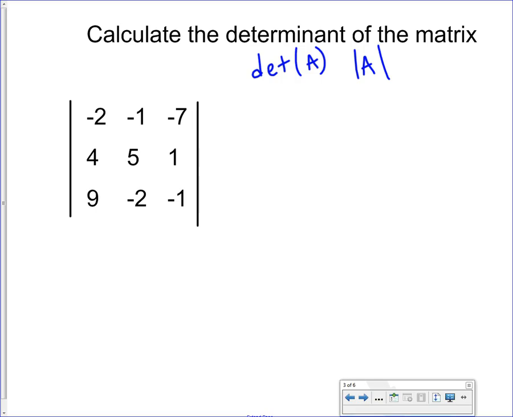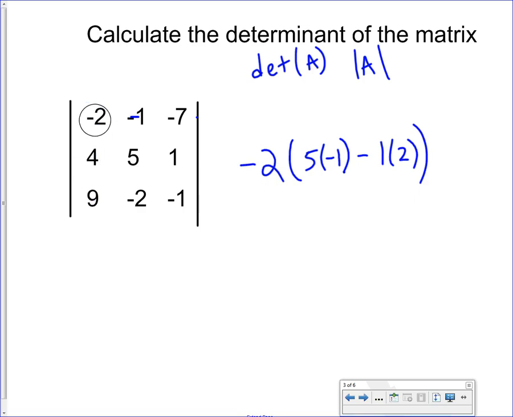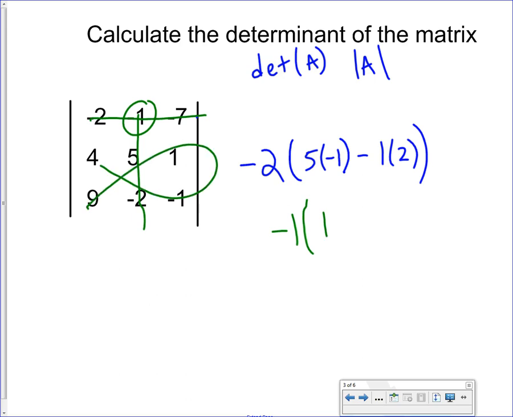Okay, so let's start with that -2. -2 times, okay, ignore that column, ignore that row, and then with what's left over, criss minus cross. So 5 times -1 minus 1 times 2. That's the first piece. Now the second piece, I'm going to erase this work so you can see the minor matrix more easily. Now we're going to work with the -1. Ignore that row, ignore that column, and we have criss minus cross. So 4 times -1 minus 1 times 9.